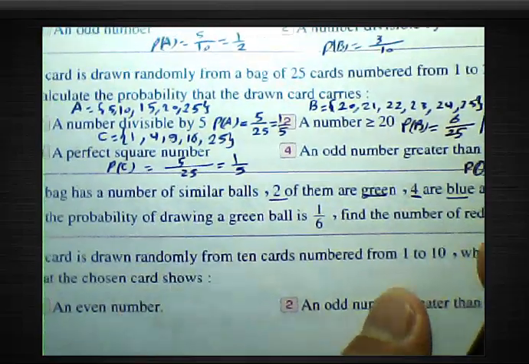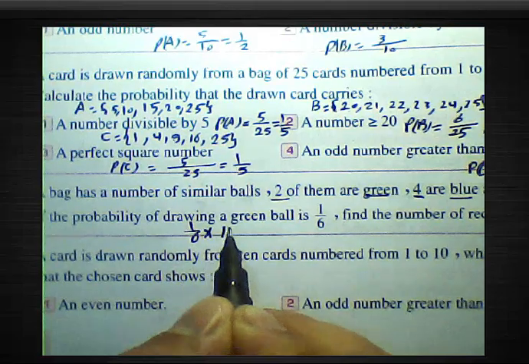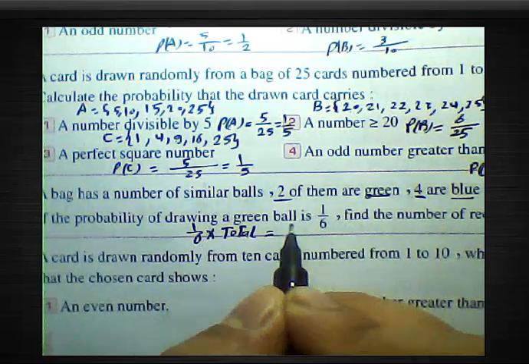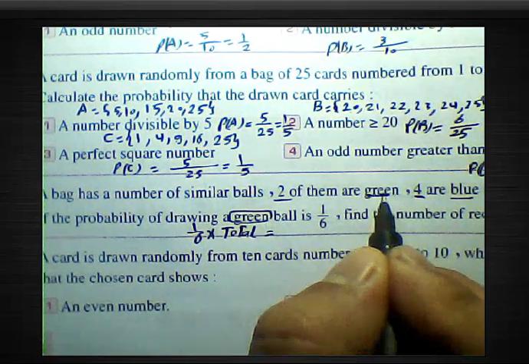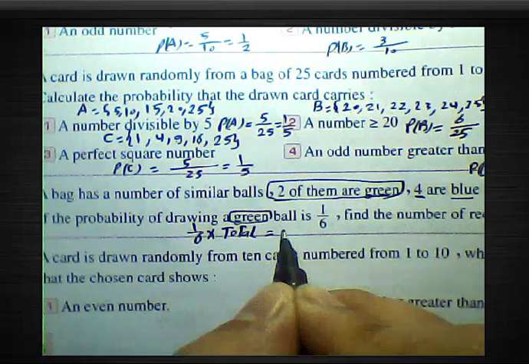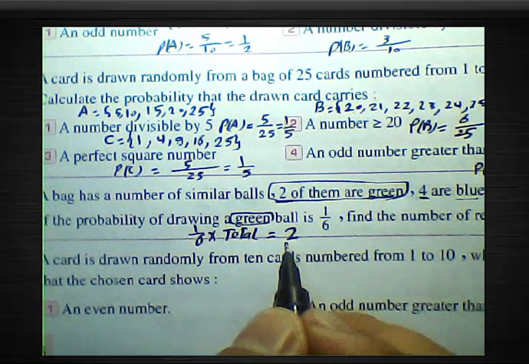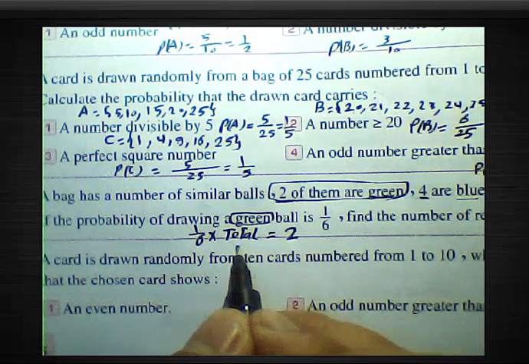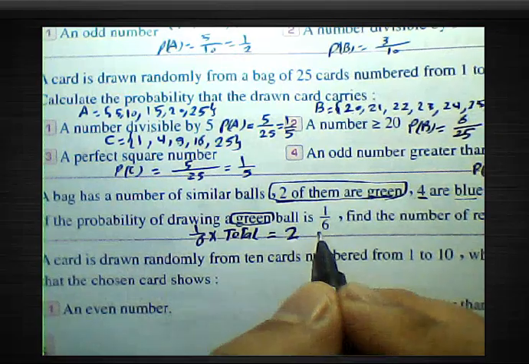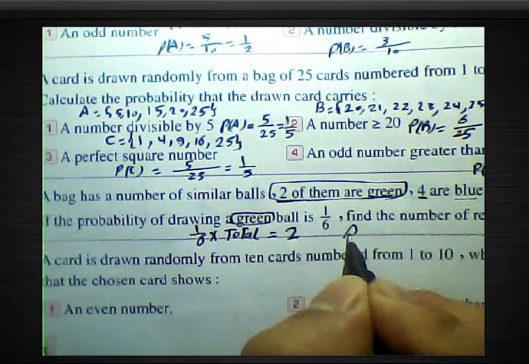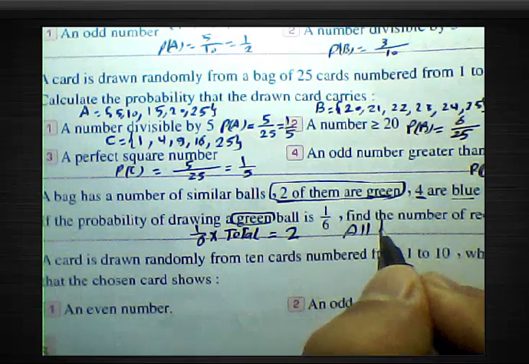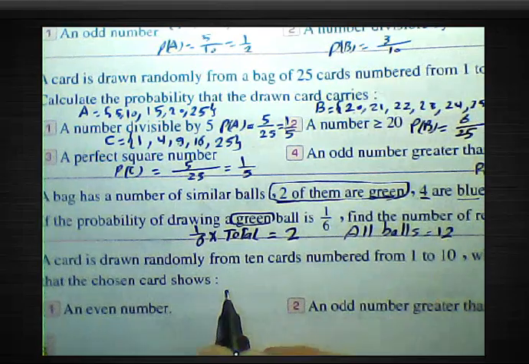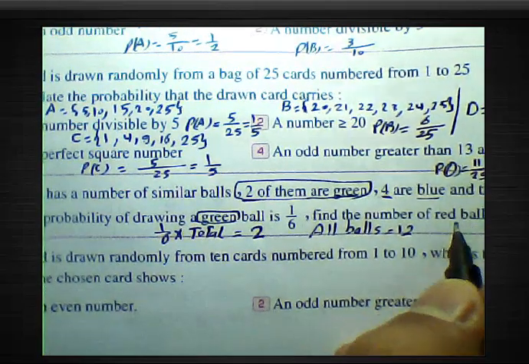We know 1 over 6 is the number of green balls over the total number of balls. How many green? 2 are green. So 6 multiplied by 2 equals 12. To find the total, multiply 2 by 6. So the total number of all balls equals 12.